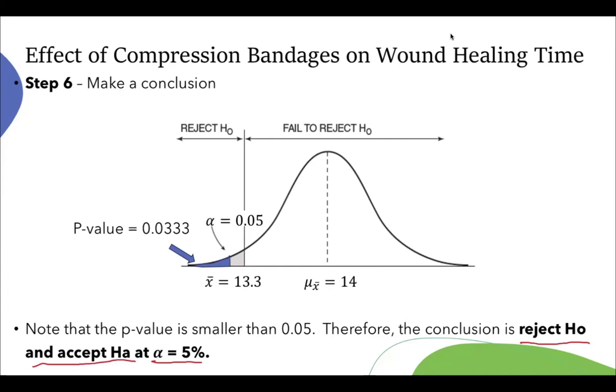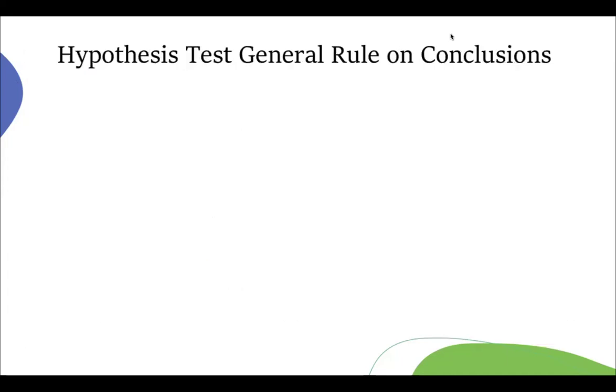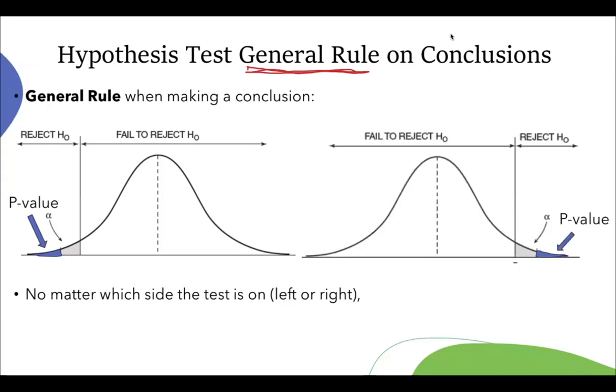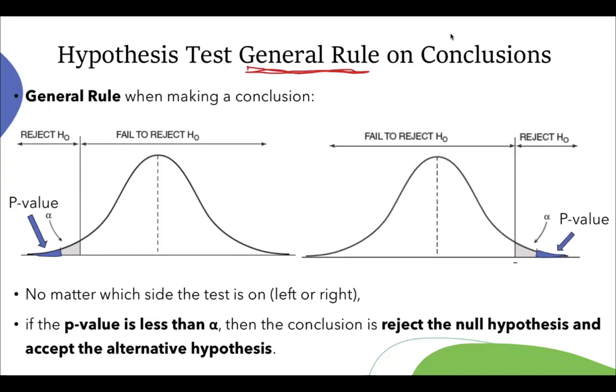So let's take a look at 2 ways that a hypothesis test could be. It could either be a test on the left-hand side or a test on the right-hand side. I'm going to show you a general rule on coming to conclusions in hypothesis tests. When making a conclusion, no matter which side the test is on, either on the left side, like in this example, or the right side, like in this example, if the p-value is less than alpha, the conclusion is reject the null hypothesis and accept the alternative hypothesis. So you always want your p-value to be smaller in area than alpha. And it does not matter if the test is on the left or the right, you still want that p-value to be smaller than alpha.